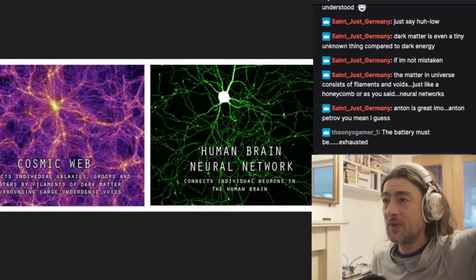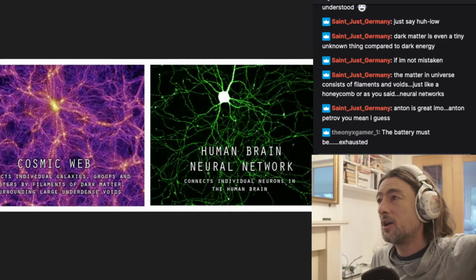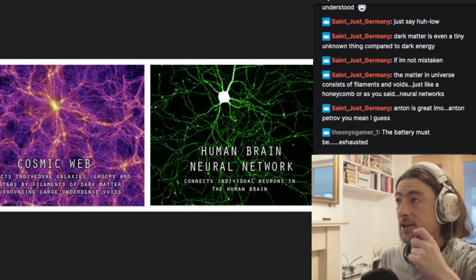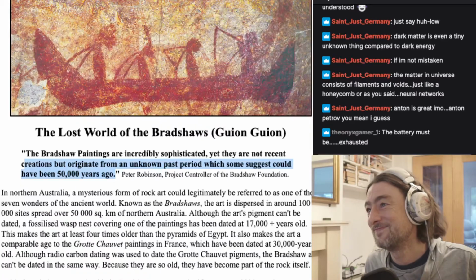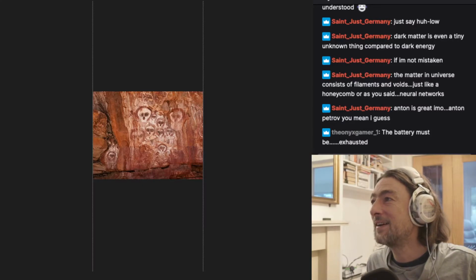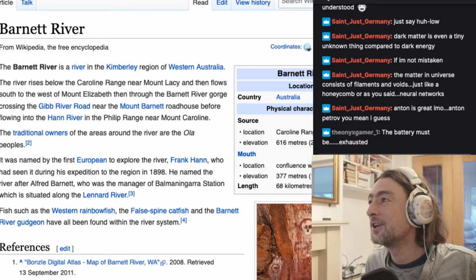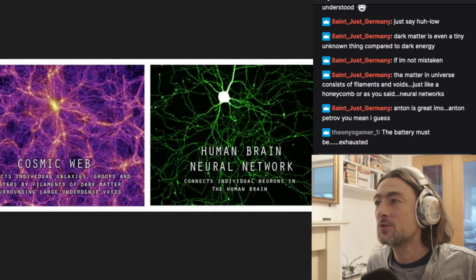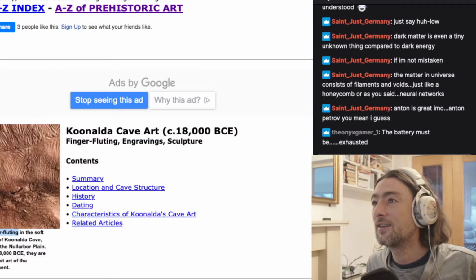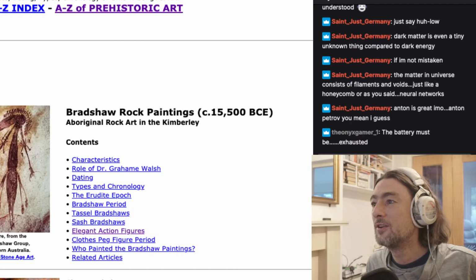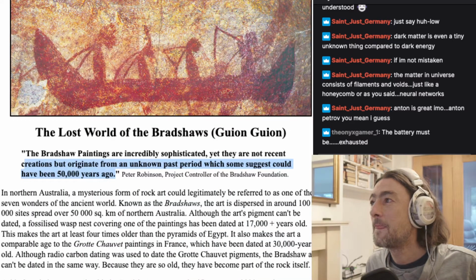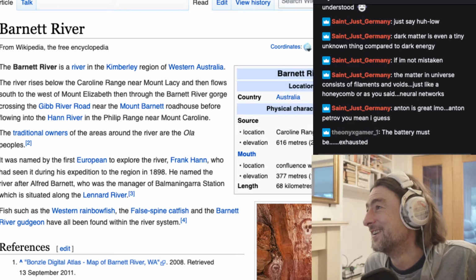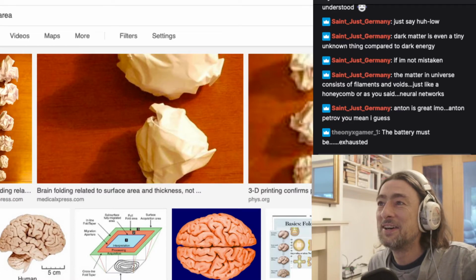So yeah, we've got neural networks and we've got our dark matter, and I've now got to use my brain to say why this has got anything to do with what we're talking about. Why does that have anything to do with what we're talking about? I'm pretty sure I was looking at some sort of Aboriginal art and it resembled that somewhere. But I've lost it, haven't I?